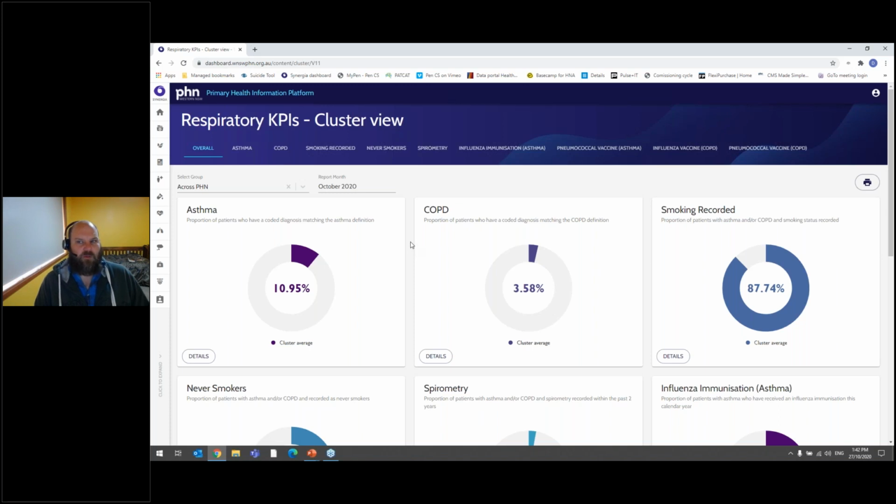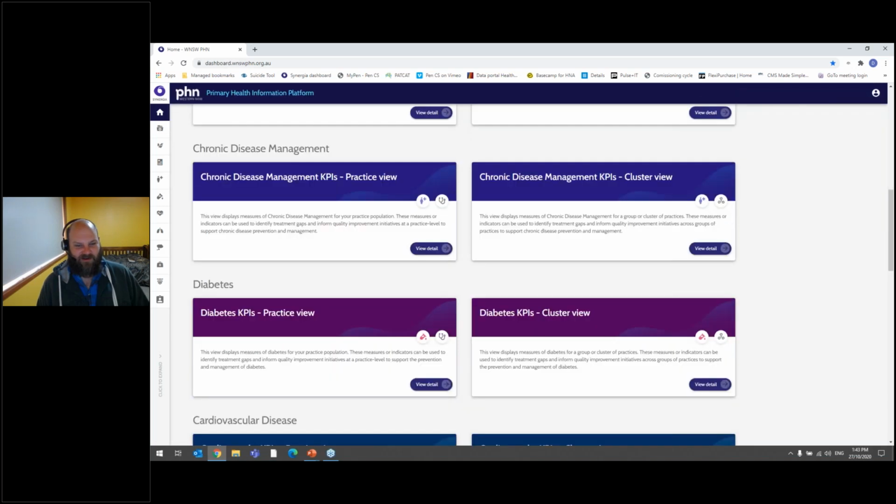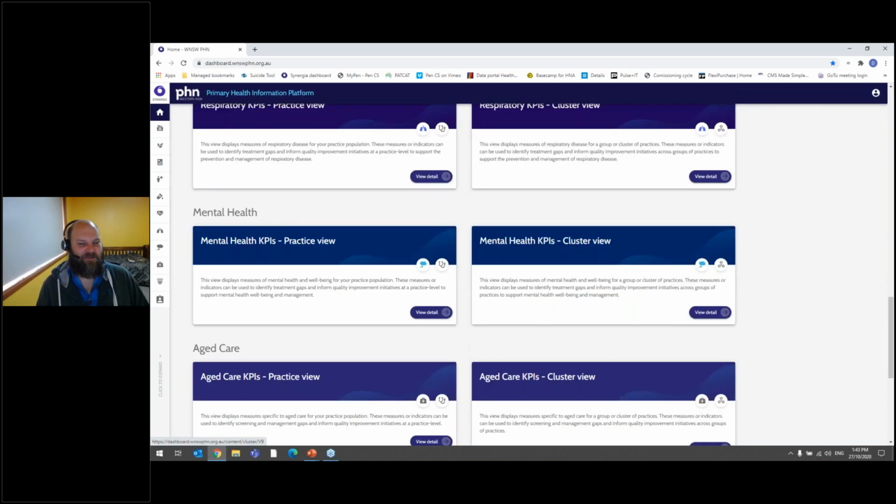So does anyone have any questions about the respiratory module? Nothing there yet, Daniel? Fabulous. Got a couple more to go through, everyone.